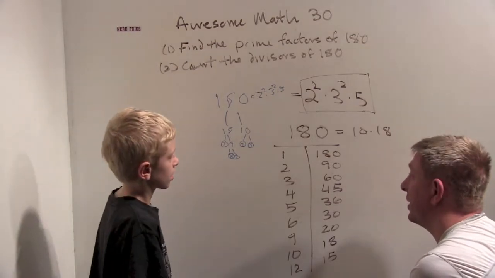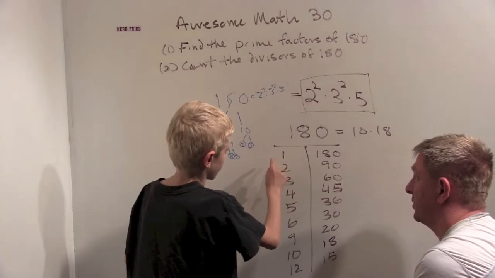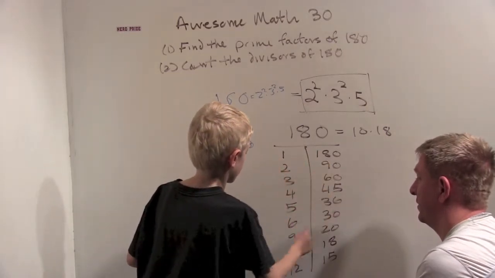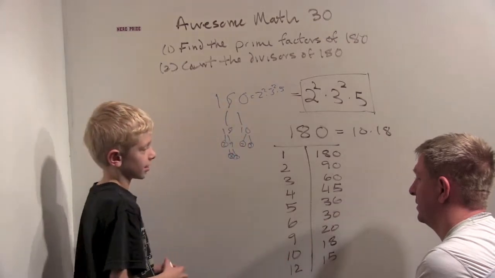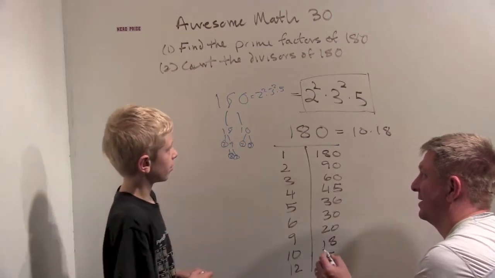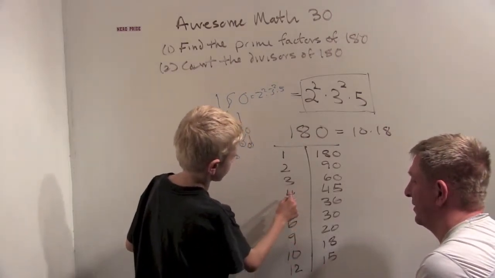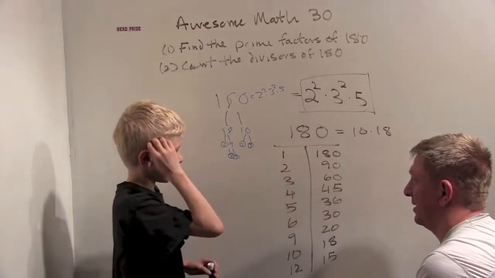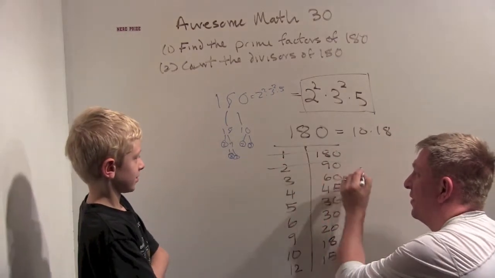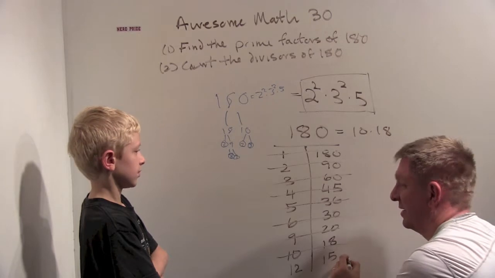So how many divisors are there? That's all of them. How many is that? Try counting them again. 1, 2, 3, 4, 5, 6, 7, 8, 9 pairs, and 9 times 2 is 18. Right. So 2, 4, 6, 8, 10, 12, 14, 16, 18. 18.